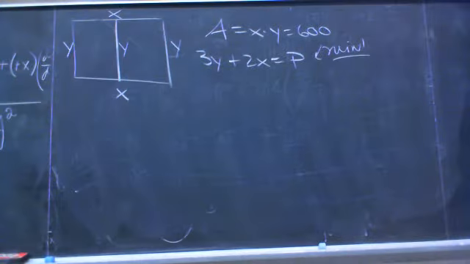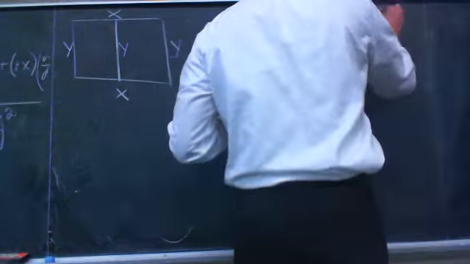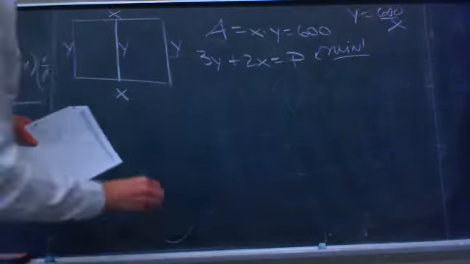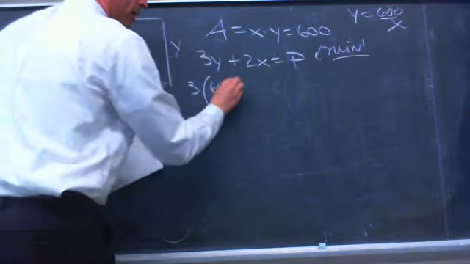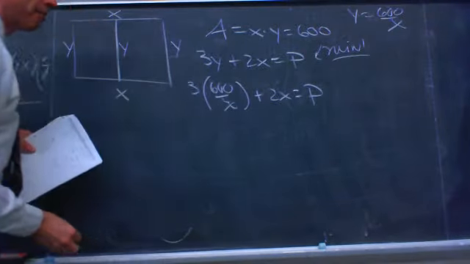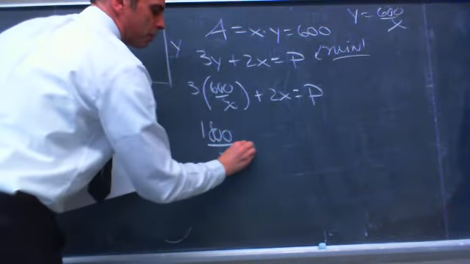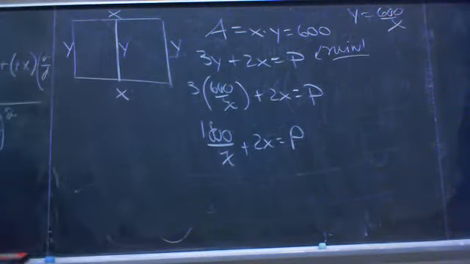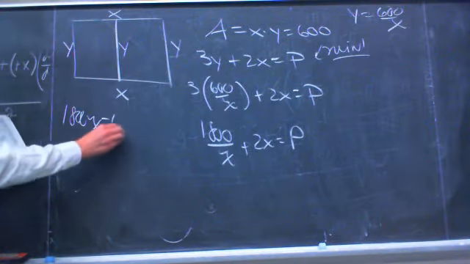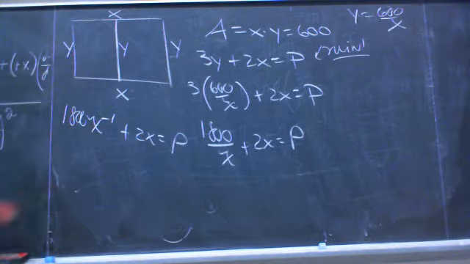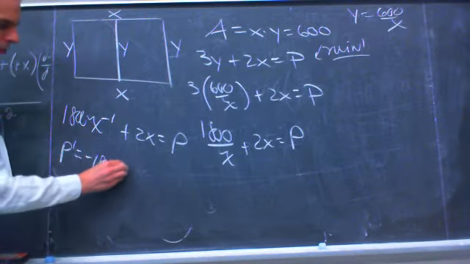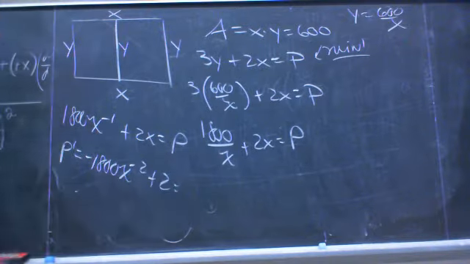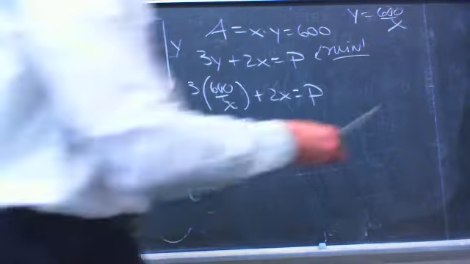Minimize. So that means I've got to take the first equation and solve it for y. So I'll solve it for y and get 600 over x. So I'll get 3 times 600 over x plus 2x equals p. That's 1800 over x plus 2x equals p. Rewrite it as 1800 x to the negative first plus 2x equals p. The derivative would be p prime equals negative 1800 x to the negative second plus 2. Set that equal to what then, guys? 0, but I'll get a common denominator.